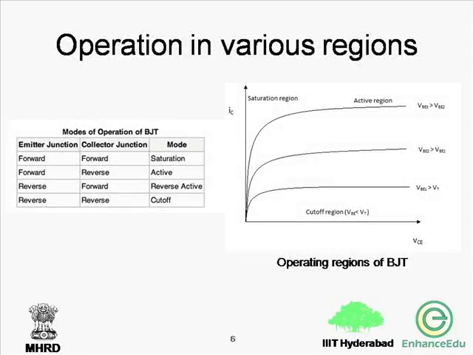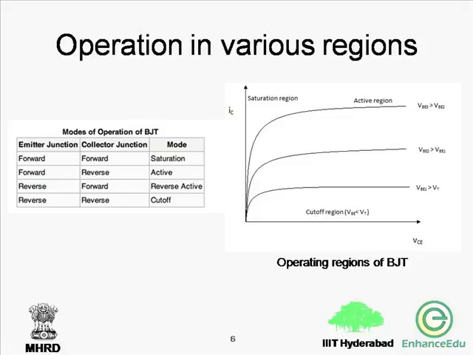So, the operation in various regions. The two junctions of the BJT are independently set as forward bias or reverse bias. Therefore, it gives rise to four combinations, that is, four modes of operation. When the emitter junction is forward biased and the collector junction is forward biased, the mode of operation is the saturation region. If the emitter junction is forward biased and the collector is reverse biased, it gives rise to the active mode of operation.